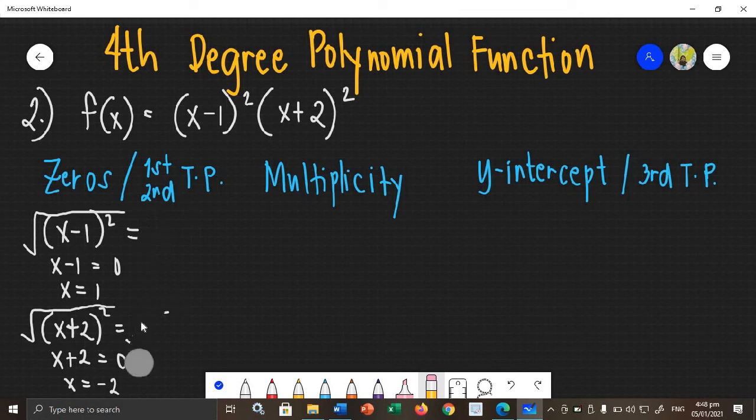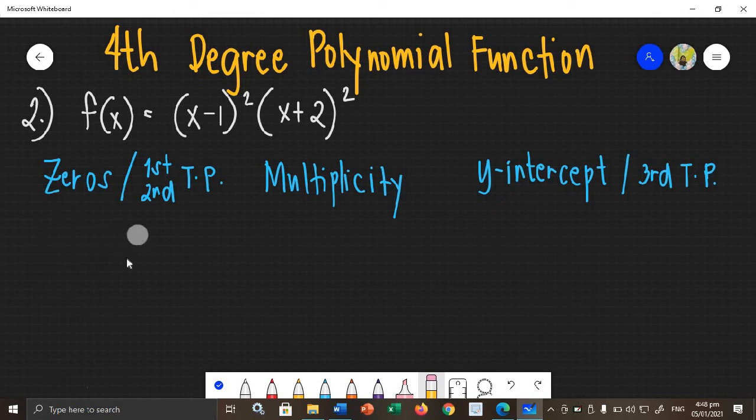Okay, so we have 1 and negative 2 as the zeros of the polynomial function. And the multiplicity, kung ilang beses lumabas yung factor na yun sa given polynomial function natin, si quantity x minus 1, dalawang beses, ayun yung multiplicity. Naka-base din kasi yun sa degree. Okay, so 2, and then si quantity x plus 2, 2 times.